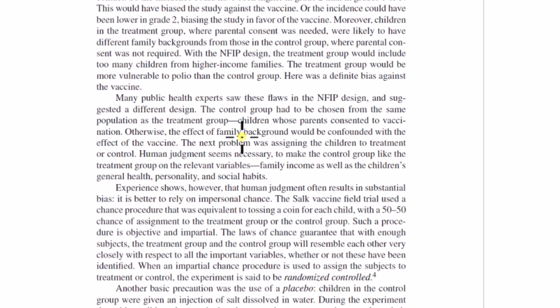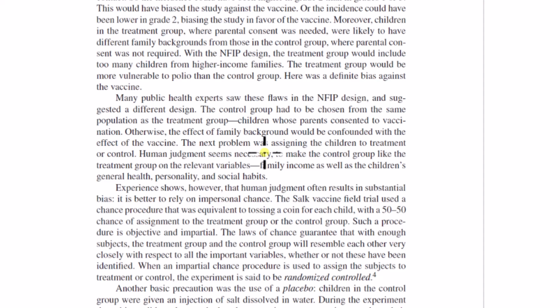The effect of the family background of the low income child being more immune, that variable gets confounded with the main variable, whether or not the child had the vaccine. The next problem was assigning the children to treatment or control, right? Okay, so you're choosing from children of consenting parents.